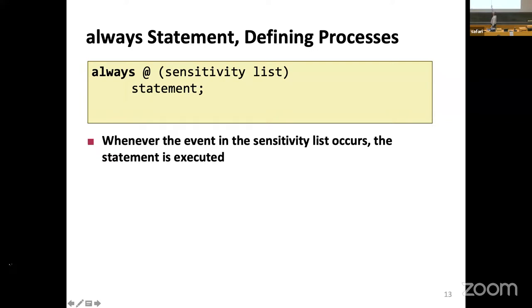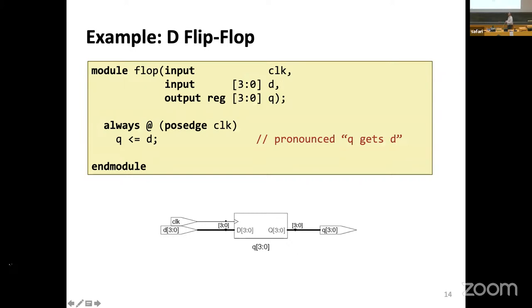Okay, so the always statement starts with that funny at sign, and then there is a sensitivity list. We are going to come and describe all of them. And whenever the event in the sensitivity list occurs, the next statement will be active. We will execute it. It's not a program, so we are not really executing statements, but the compiler will understand that we are defining something that happens in this thing. So let's not talk too much. Let's just quickly make a D-type flip-flop. This one here, and it looks like this.